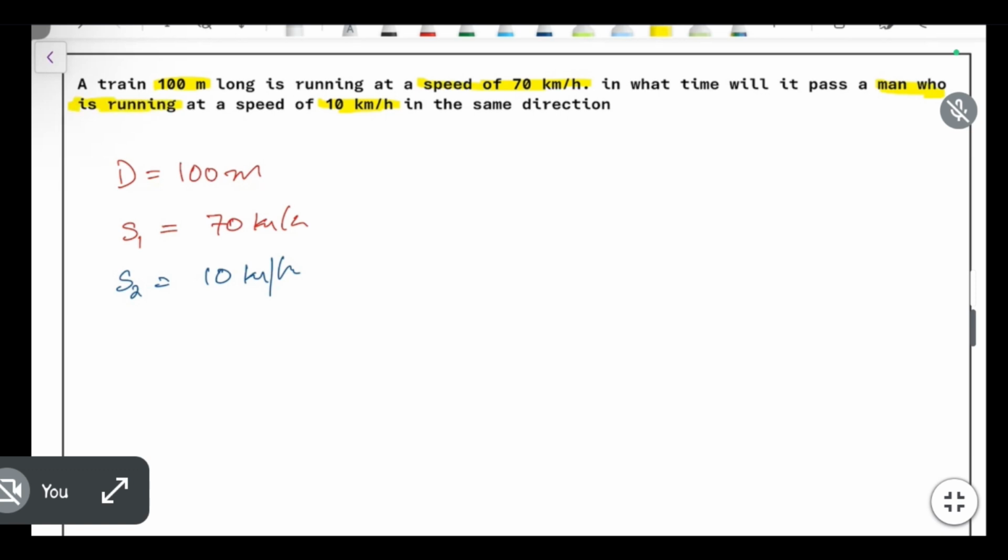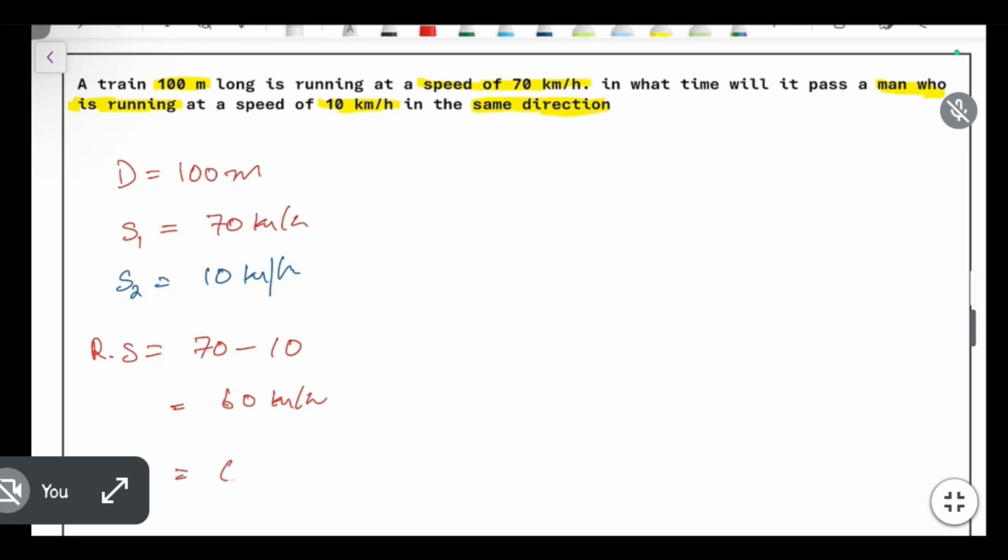So in that case, when there are two running objects, we find relative speed. And in order to find relative speed, we need to know whether they are traveling in the opposite direction or the same direction. In this case, the question says they are traveling in the same direction. If same direction, then relative speed is equal to, same direction means minus, right? So 70 minus 10, which is equal to 60 kilometer per hour. But remember, we need to convert it to meter per second.